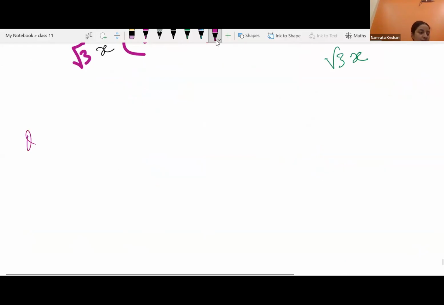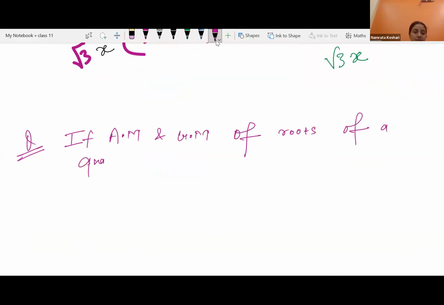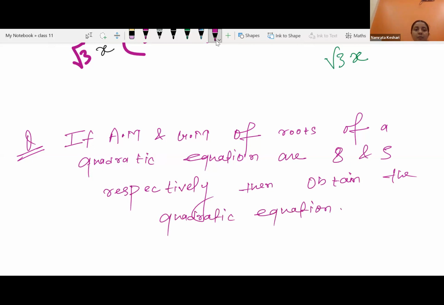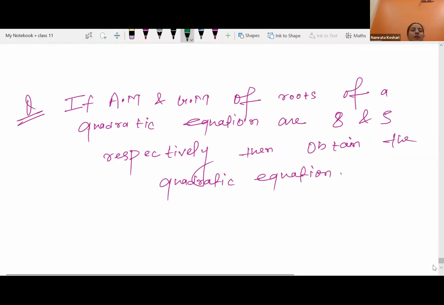Now the next question is: if the arithmetic mean and geometric mean of the roots of a quadratic equation are 8 and 5 respectively, then obtain the quadratic equation.